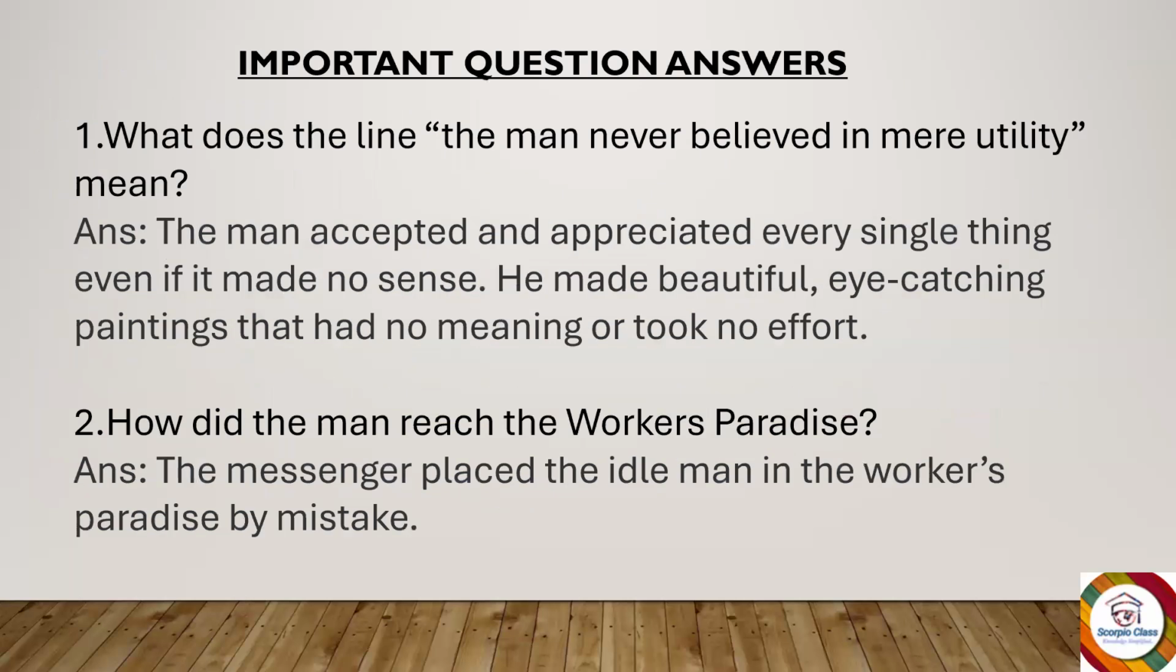Now let's look at the important question and answers from this chapter. What does the line "the man never believed in mere utility" mean? Answer: the man accepted and appreciated every single thing, even if it made no sense. He made beautiful, eye catching paintings that had no meaning or took no effort. Next question: how did the man reach the workers' paradise? Answer: The messenger placed the idle man in the worker's paradise by mistake.